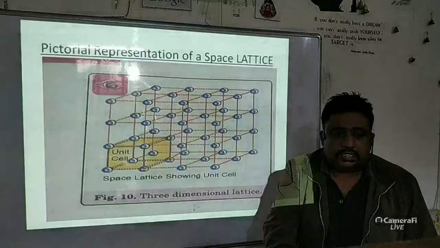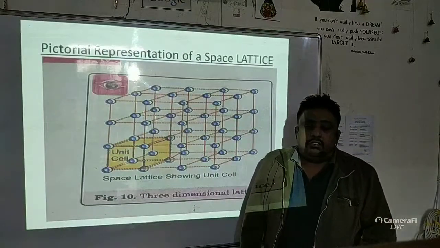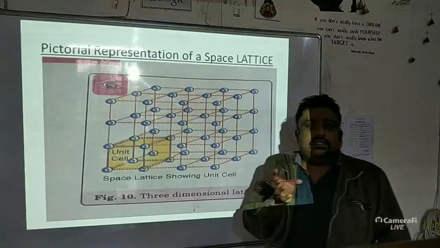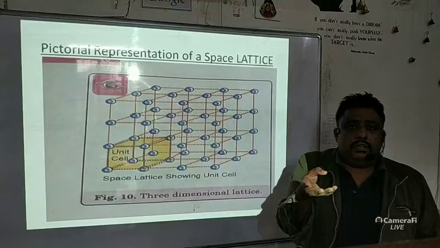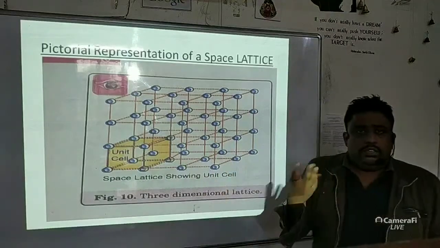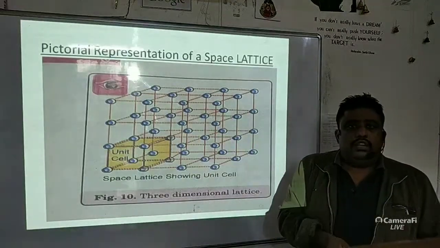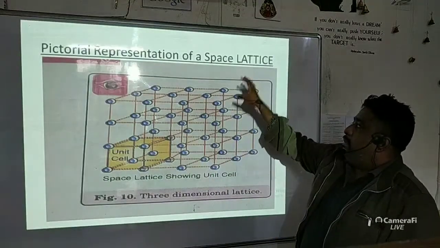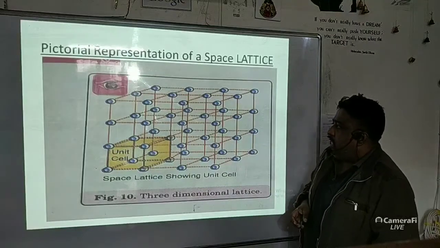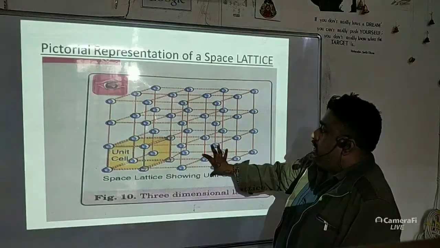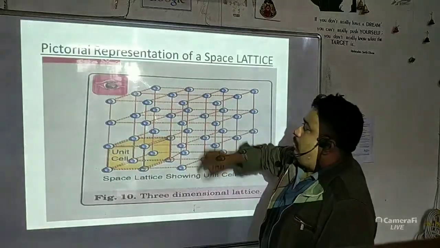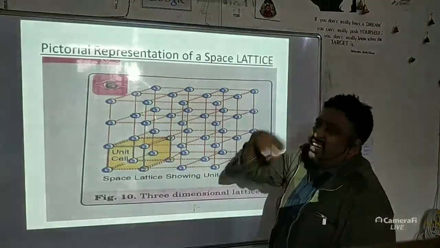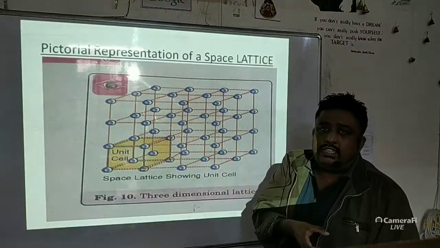Now the next topic is the pictorial representation of a space lattice. Drawing a space lattice on a board is quite difficult, of course impossible, because drawing a 3-dimensional thing on a 2-dimensional board is very difficult. So I have brought you a picture that gives us the representation of a space lattice. Over here you can see that this complete thing is called a space lattice. You have some lattice points connected with the help of straight lines, and it gives us a complete lattice, known as the space lattice or crystal lattice.